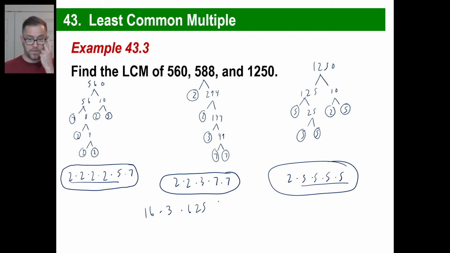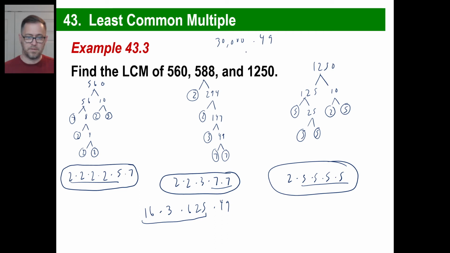Which has the most 7's? This one does. That's times 49. Good gravy in the morning. Excuse my language. Whatever the answer to that is, that's the LCM of 560, 588, and 1250. We could probably do this. 48 times 625 would be 5/8 of 30,000, so that's 30,000. 30,000 times 49. That's a big number.